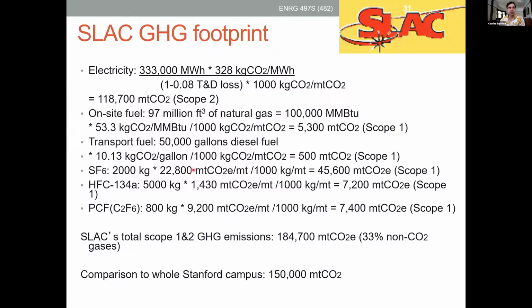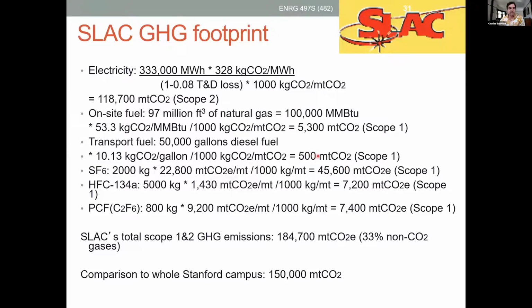It's absolutely crazy. Similar analysis for the refrigerants, 5,000 kilograms of HFC multiplied by its GWP, global warming potential value of 1,430 metric tons of CO2 equivalent. Another big dent in its carbon emissions. So again, all these refrigerants, and especially the sulfur hexafluoride, way bigger than all the CO2 emitted by the trucks on site.